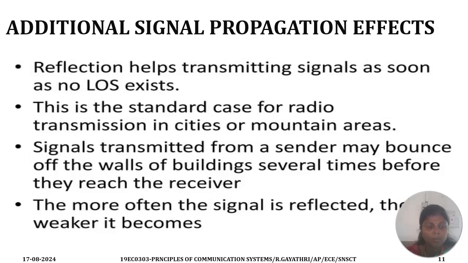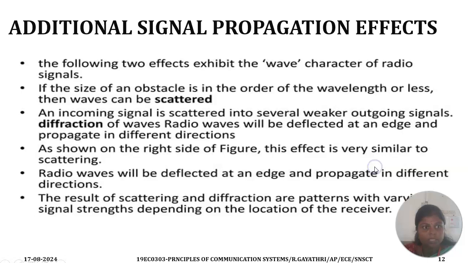The signal transmitted from the sender may bounce off the walls of buildings several times before it reaches the receiver. The more often the signal is reflected, the weaker it becomes. The following two effects mostly affect our signal propagation: scattering and diffraction. If the size of the obstacle is in the order of the wavelength or less, then the waves can be scattered. The incoming signal is scattered into several weaker outgoing signals. Diffraction of the waves: the radio waves will be diffracted at the edge and propagate in different directions. As shown on the right side of the figure, this effect is very similar to scattering.